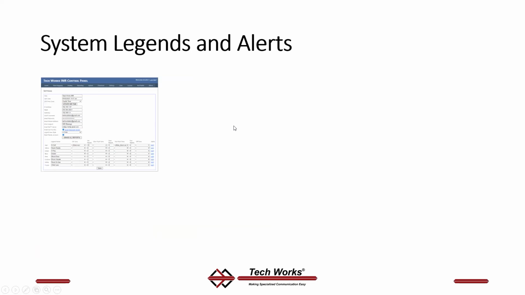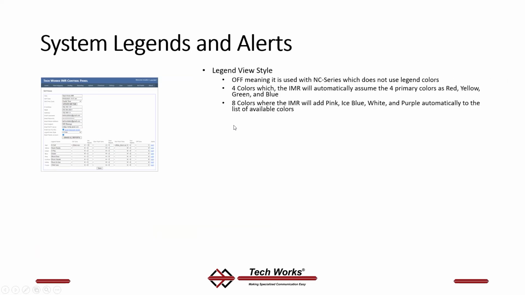System legends and alerts, the rest of this screen. Legend view style. Off means it's used with NC, meaning there's no colors assigned. It's a light. You can assign the color later in the point map. If you use the 4 colors, it will automatically assign red, yellow, green, and blue to the sequential point maps. 111, 112, 113, 114 will get red, yellow, green, and blue automatically.